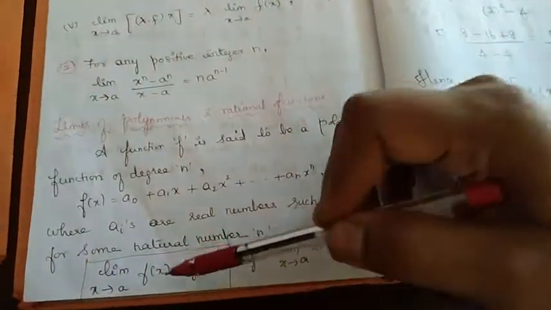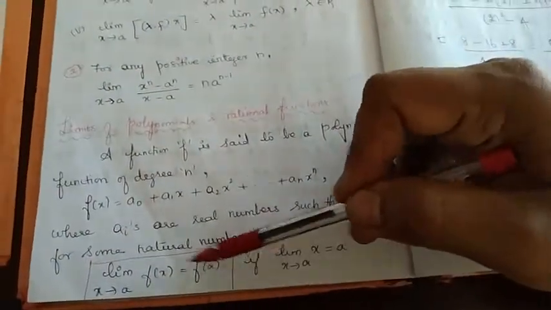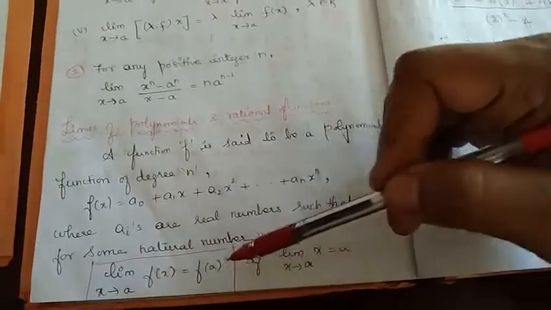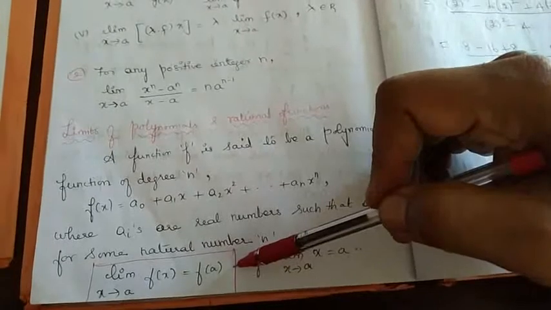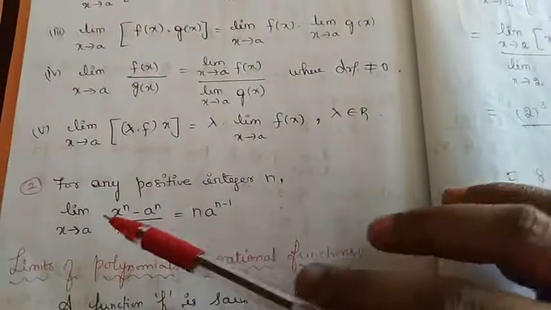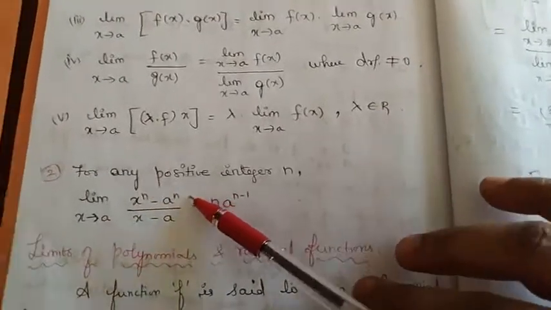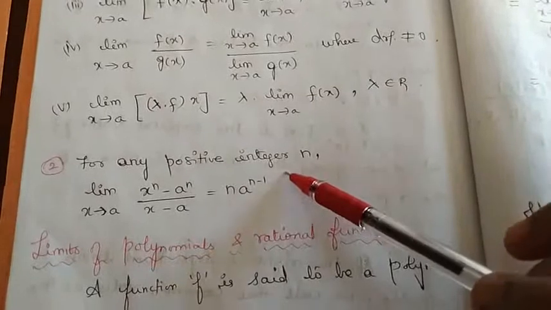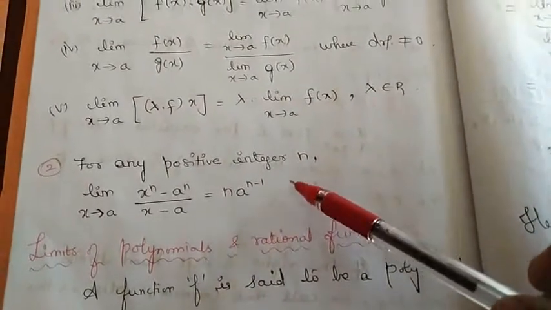You got it? When x tends to a, you have to substitute the value a in the place of x in the function f of x. Then we will get the limit. Okay, that's what this result says. Then we have seen another theorem, limit x tends to a, x power n minus a power n divided by x minus a equal to n into a power n minus 1. This we will use in problems.